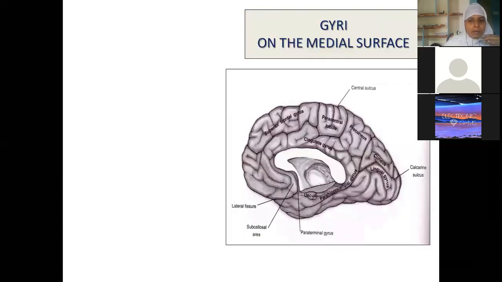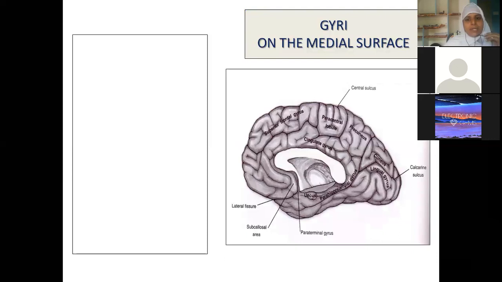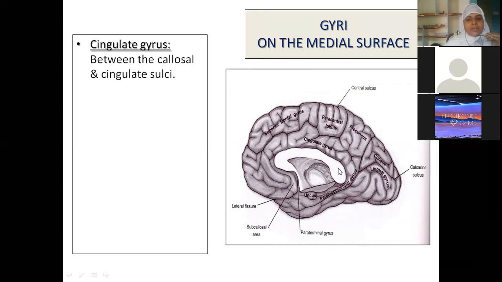Then, what are the sulci and gyrae we see on the medial surface? First of all, I told you above the corpus callosum is the callosal sulcus. Okay, as you move a little above, we have the cingulate sulcus. Between the callosal sulcus and cingulate sulcus, whatever gyrus we are finding is the cingulate gyrus.